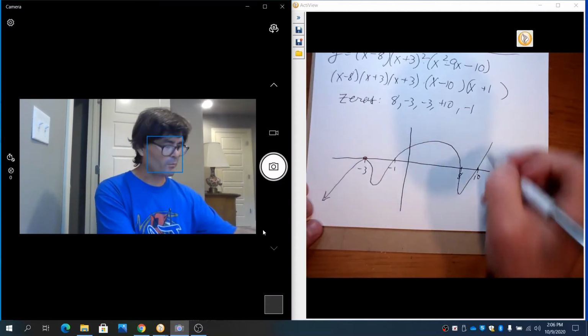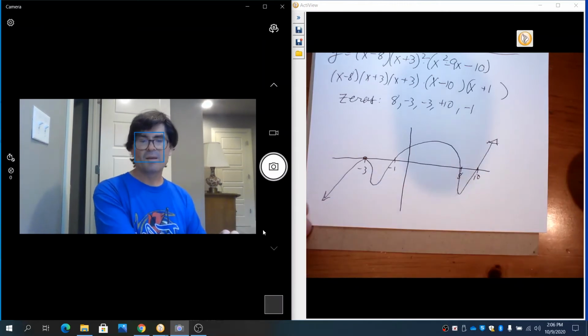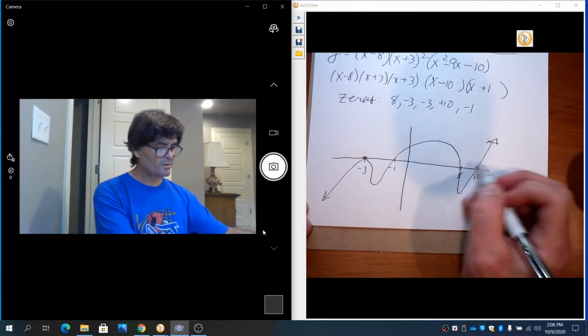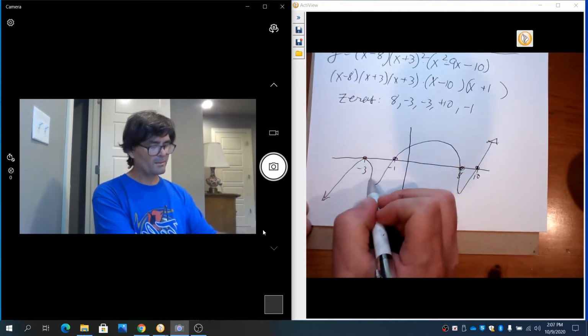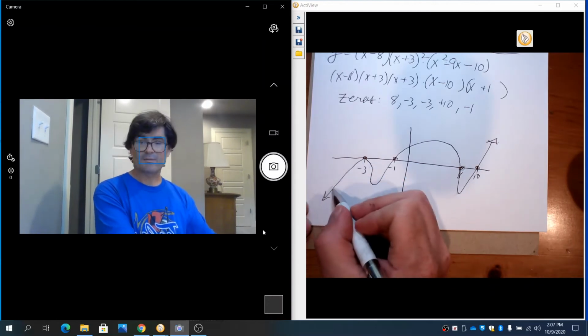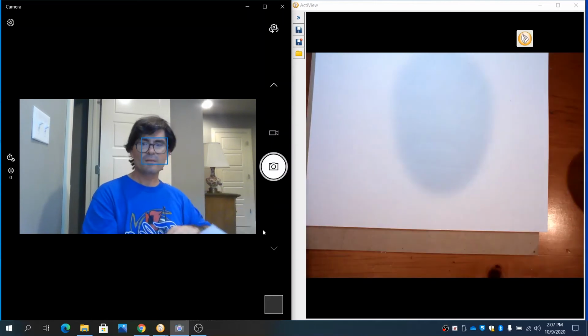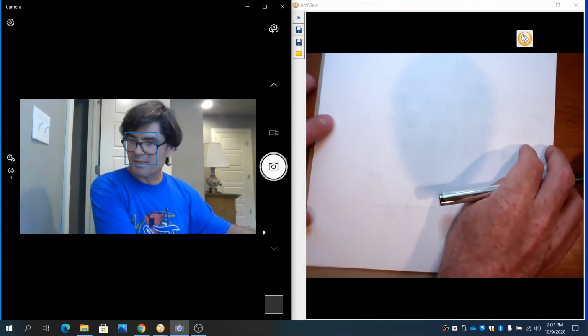Later I'll show you why I know that it goes up to the right and down to the left. That's a different lesson. But here I'm just saying that we cross at 10 because we have one of those. We cross at 8 because we have one of these. We cross at negative 1. And we come up and hit negative 3 and turn back down. So that's a good synopsis of repeated versus non-repeated zeros.